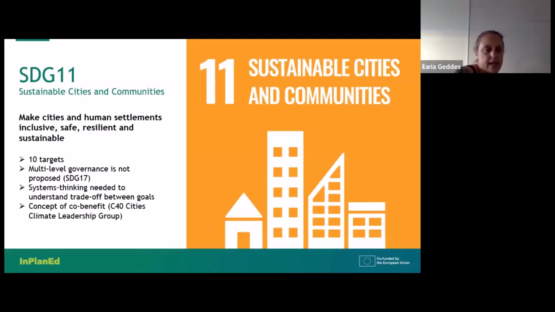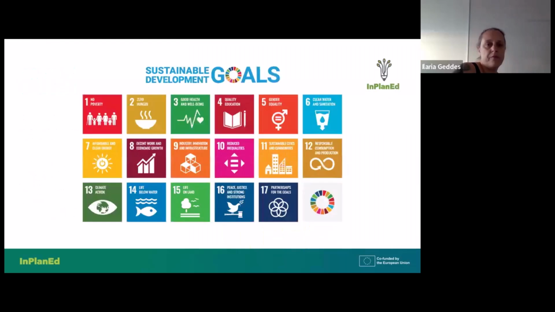Multi-level governance is not a target and is not a means of implementation specifically for SDG 11. And by that, I mean different departments, in this case, let's say local authorities, because we're talking about cities working together. That is in itself number 17. It's a separate goal in itself, that institutions should partner with each other and also with other stakeholders.